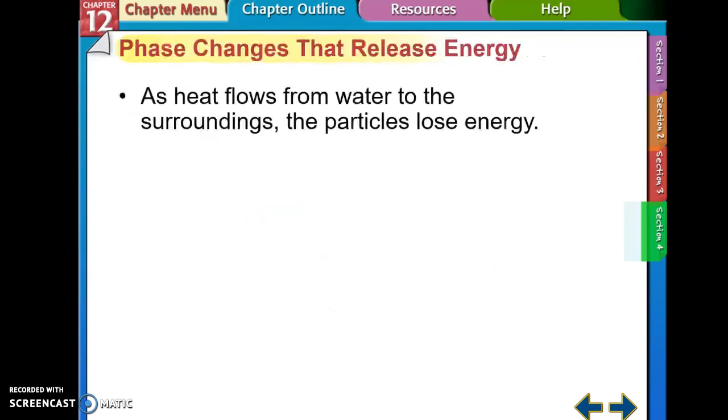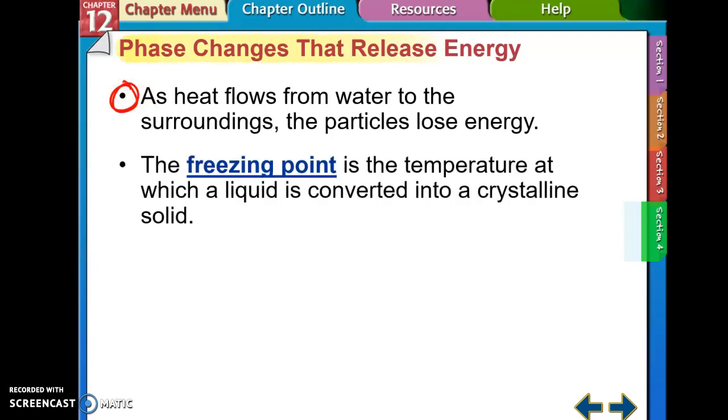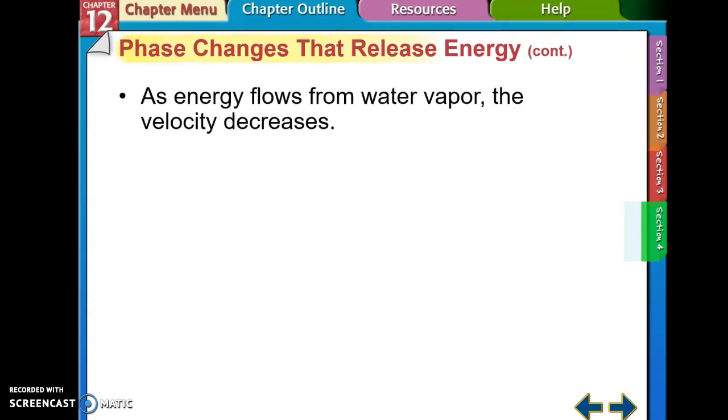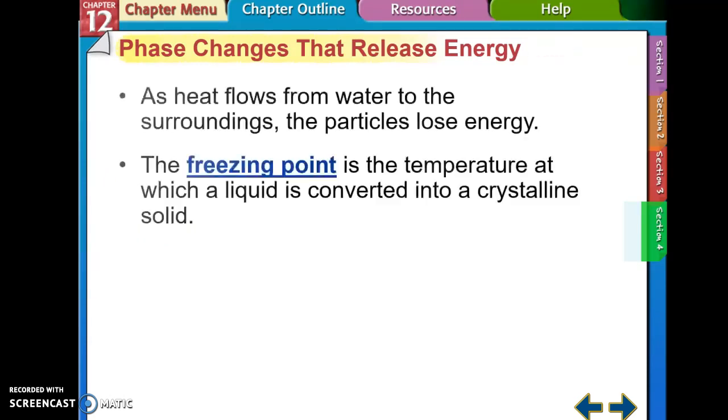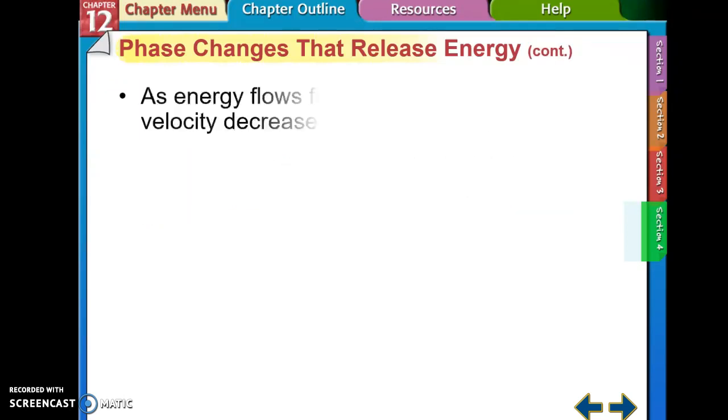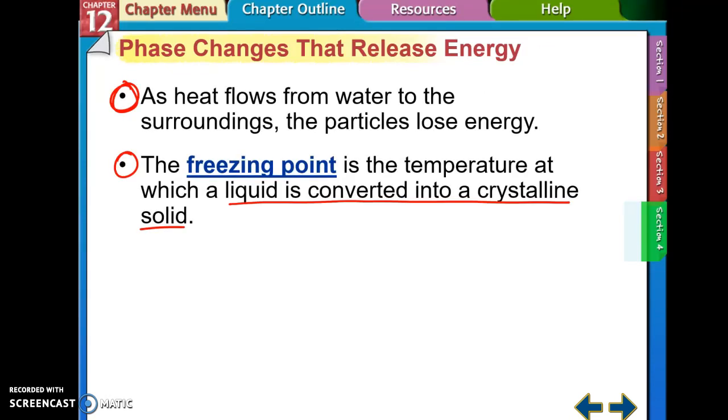So now we've got other phase changes, and these are changes that release energy. This is typically where something's going to cool. This is where heat flows to the surroundings and particles lose energy. This is called the freezing point, and that's a specific temperature at which a liquid is converted to a solid. We like freezing points when it comes to getting snow days. The freezing point is a very specific temperature, and for water it is 0 degrees Celsius. So freezing is going from a liquid to a solid.